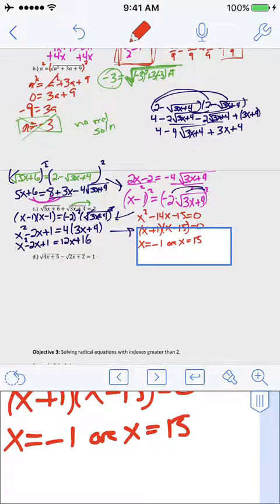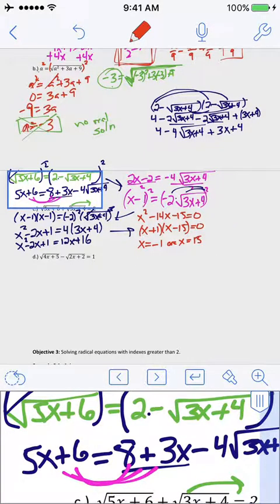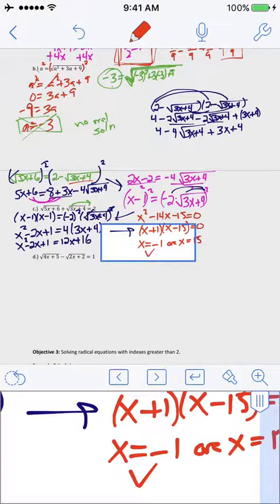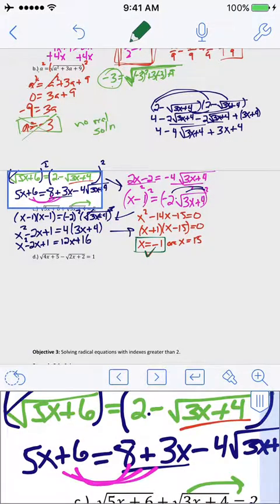So negative 1 under the radical here. Let's check this one. Negative 1 times 5, negative 5 plus 6, that would be the square root of 1. Okay, so far so good. We'll check the other one. Negative 1 times 3, so that would be negative 3 plus 4, which is a positive 1 under the radical. Okay, looks like that one works. We can check that one off as it works. We can actually put a box around it. 15, let's try that.